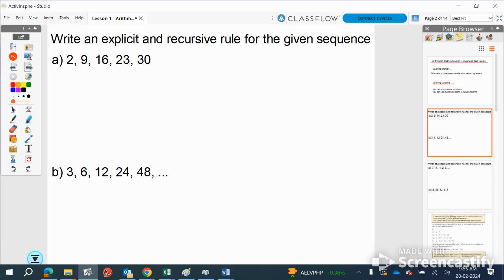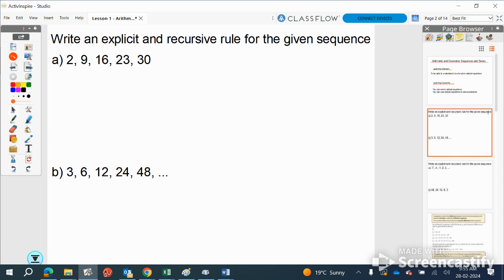All right. I've got a couple of example ones for you to look at. We're going to write an explicit and a recursive rule for the given sequence. So have a look at that first sequence. Can you see what the pattern is? Figure out for yourself. What's the pattern in this first one? Take a minute. It adds 7 each time.